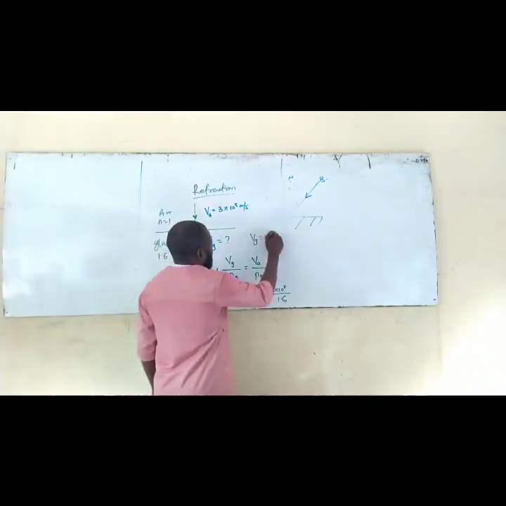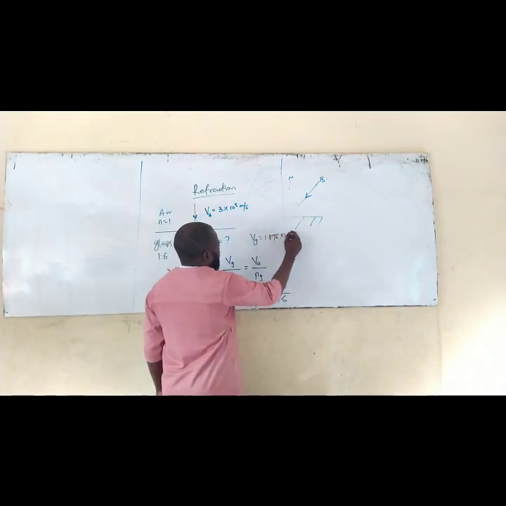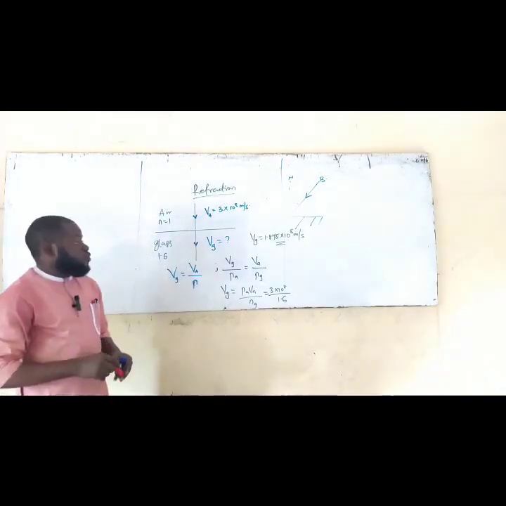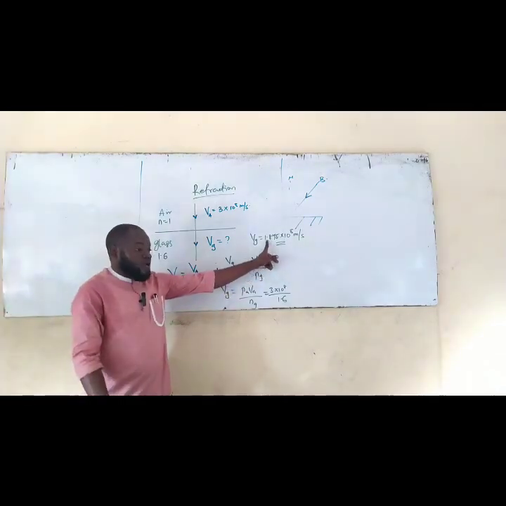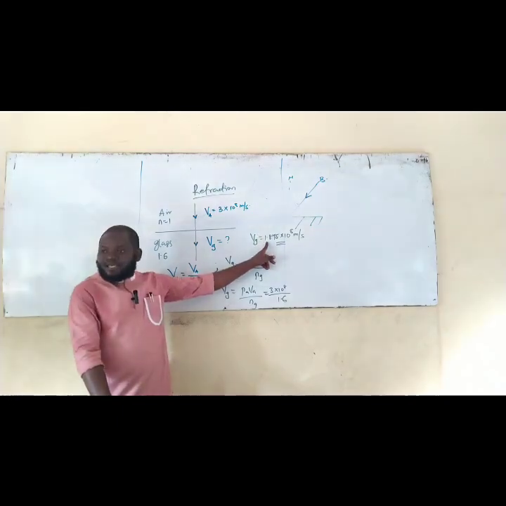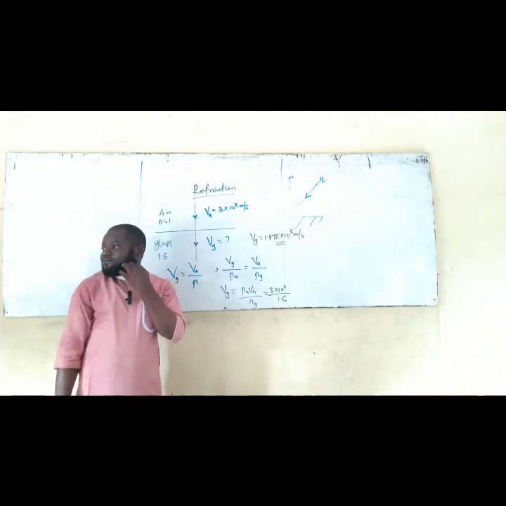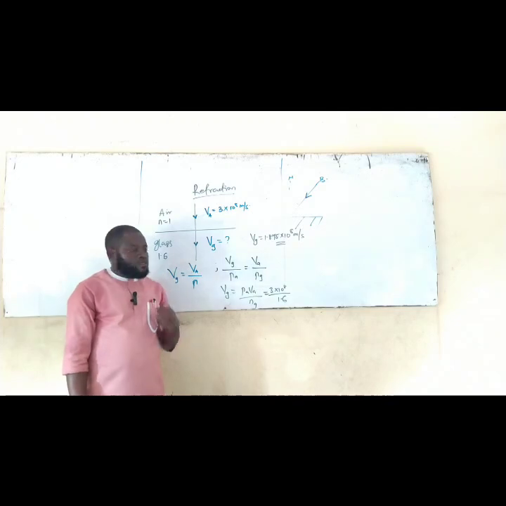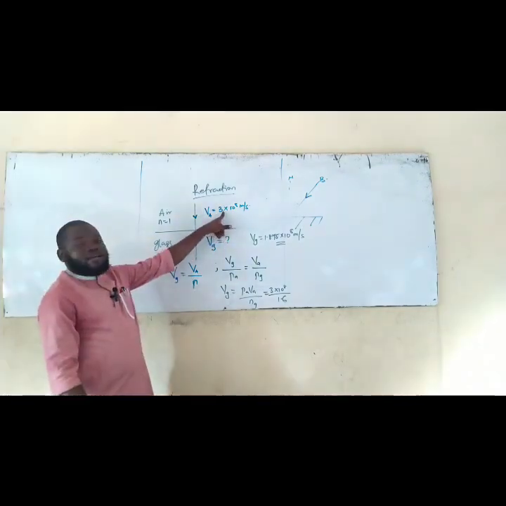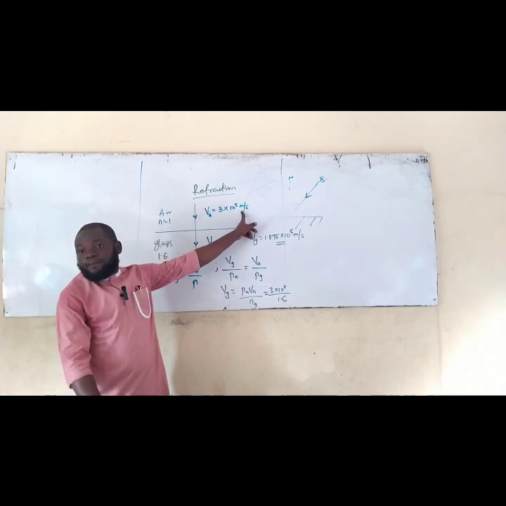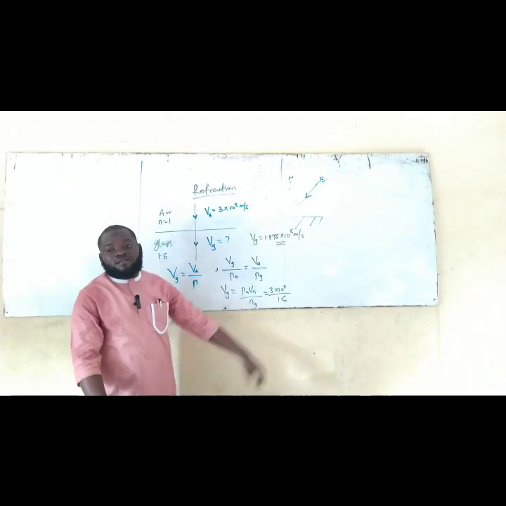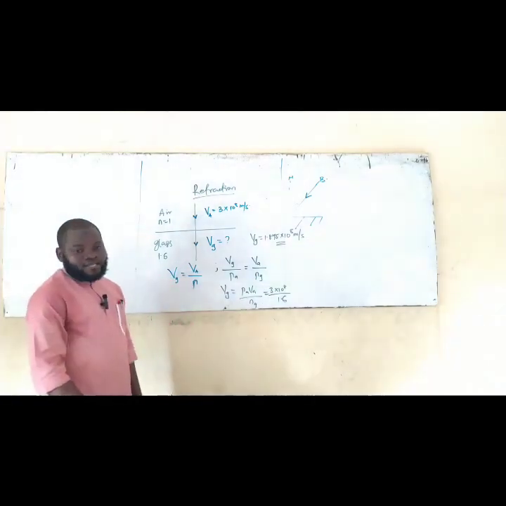So we have 1.875 times 10 to the power of 8 meters per second. That gives you the velocity of light in glass. You can see that the speed does what? Is it increasing or decreasing? It decreases. So you can see that the speed of light in air is 3 times 10 raised to power 8 meters per second, but in glass it is 1.875 times 10 raised to power 8 meters per second.